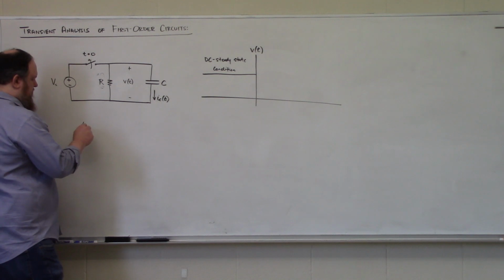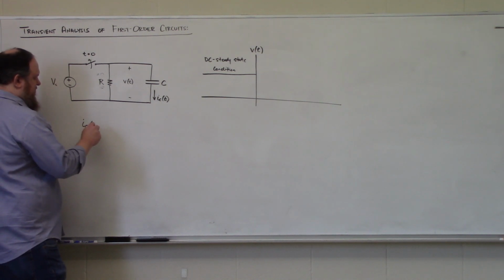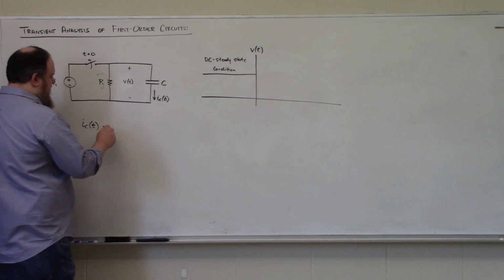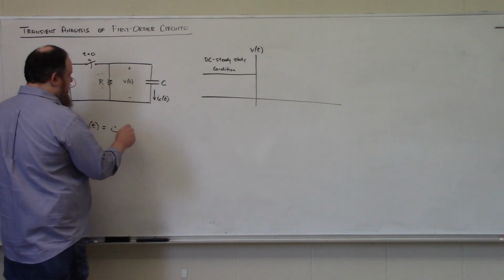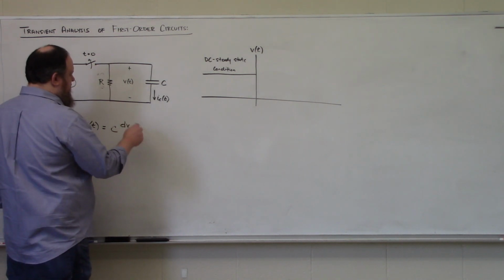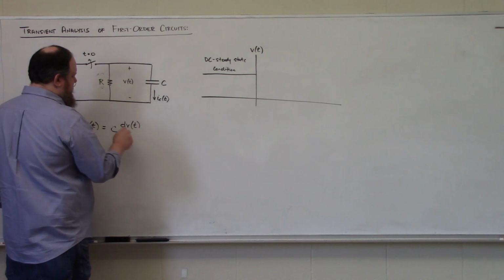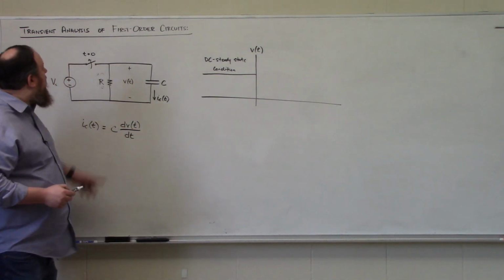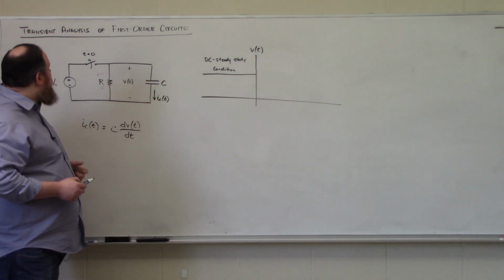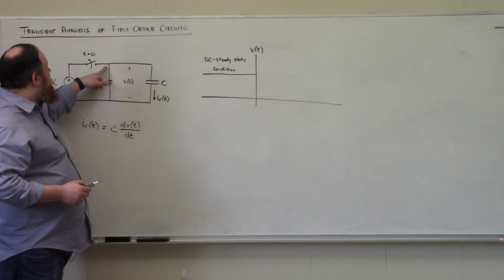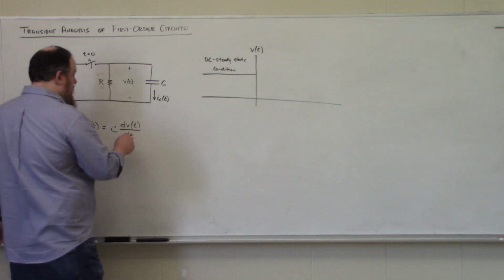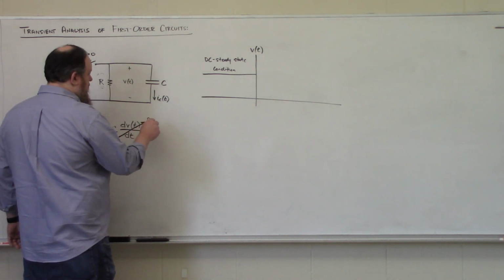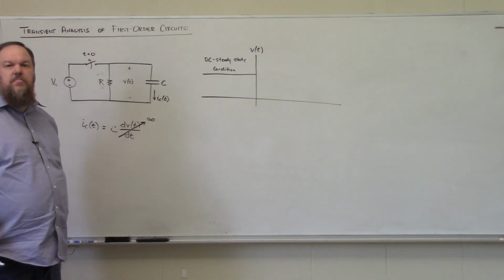Hopefully you all recall from our lecture on capacitance and inductance that iC of t is equal to C times the derivative of the capacitor voltage, which in this case is dV by dt. If this voltage abruptly changes from Vs to 0, this derivative approaches infinity.